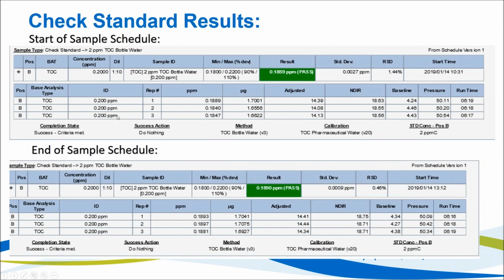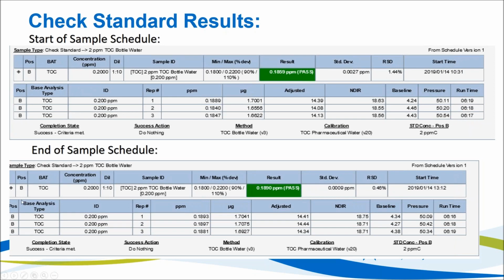All right. So we recommend running check standards at the start and the end of a sample schedule. Here's the concentration. This is just pulled directly from a report. I just snipped it and pasted it on. So we ran a 0.2 ppm or a 200 ppb check standard. And our criteria was plus or minus 10%, which would be 0.18 to 0.22 ppm. And it automatically tells you pass or fail, which it passed. It was at 0.1859. And we ran it in triplicate again, and the RSD was much less than 5%, 1.44%.